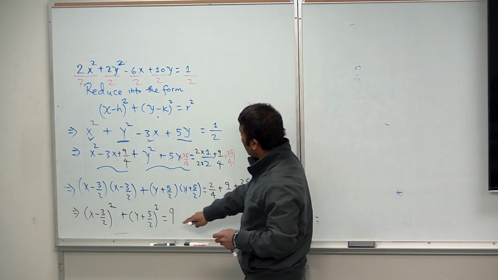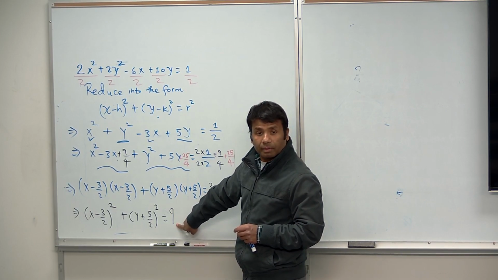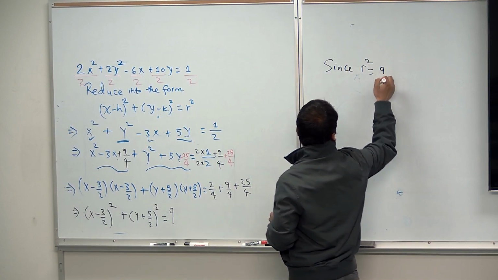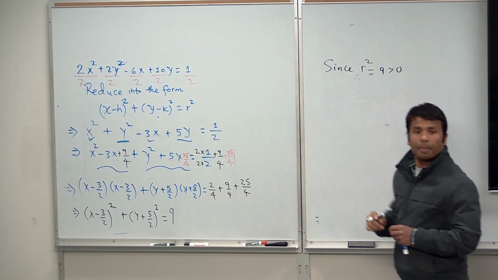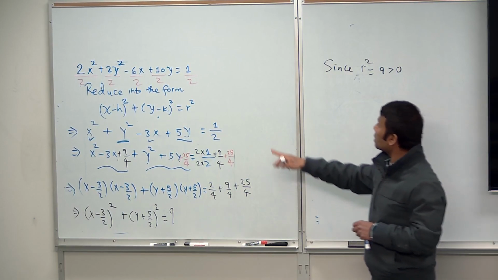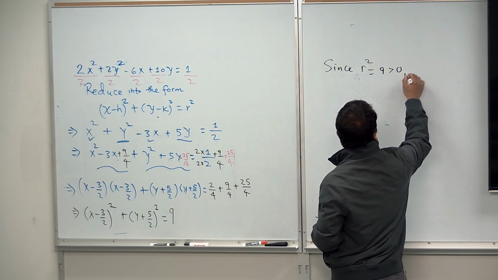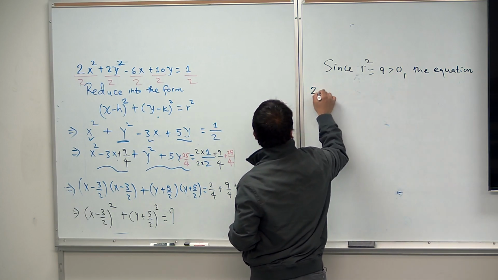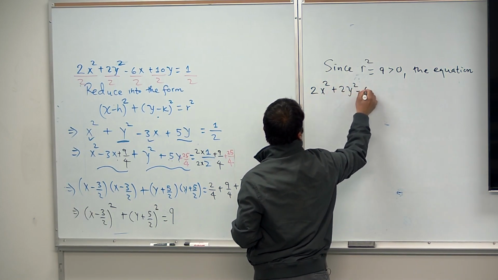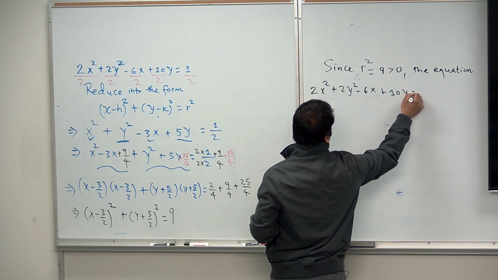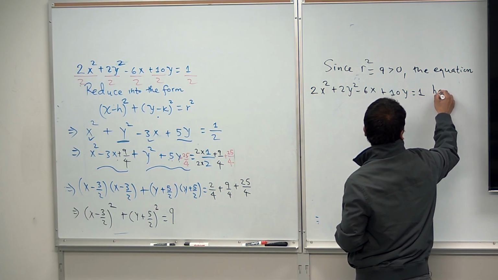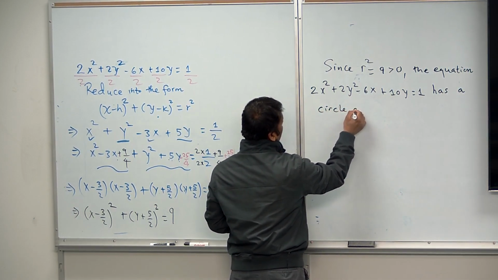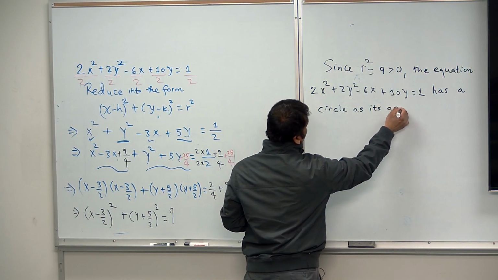So now, you see, what is the value of r squared? 9. Since r squared equals 9, and this 9 is positive, is that right? Right? The equation 2x squared plus 2y squared minus 6x plus 10y equals 1 has a circle as its graph.